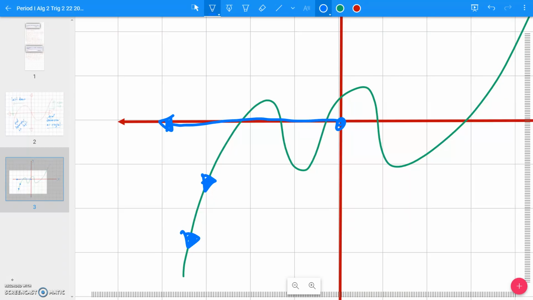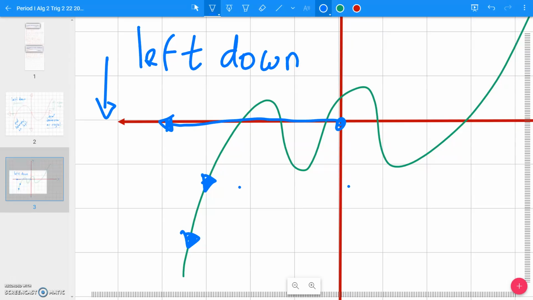So on the left side, I would say left, down. That's a way of describing the end behavior. Or in terms of an arrow, you'd represent that by drawing an arrow that points straight down this way. So again, just to emphasize this point, begin on the origin, and as you go to the left, the graph falls, so it's left down for that reason.